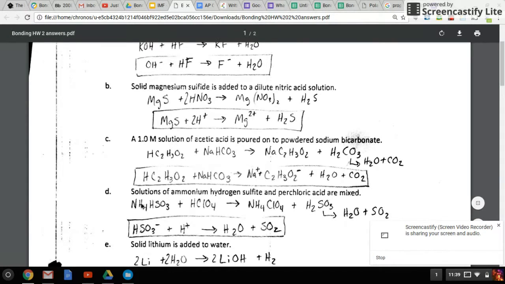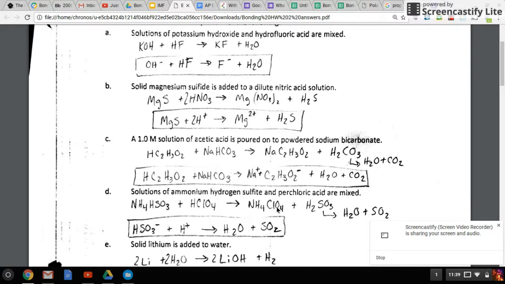In 1D, we have ammonium hydrogen sulfite and perchloric acid. Both of these are solutions. This will split up. Most things bonded to ammonium are soluble. And perchloric acid is a strong acid, so it also splits up into its ions. We form ammonium perchlorate, and we form sulfurous acid, which breaks down immediately into water and SO2. Again, a gas-forming reaction you have to be able to recognize.